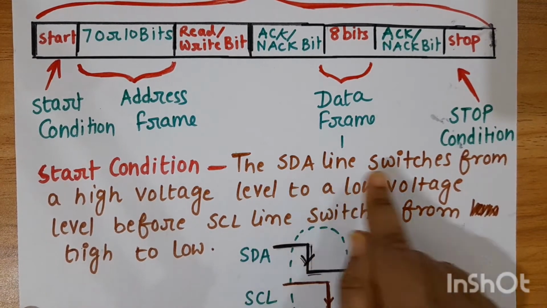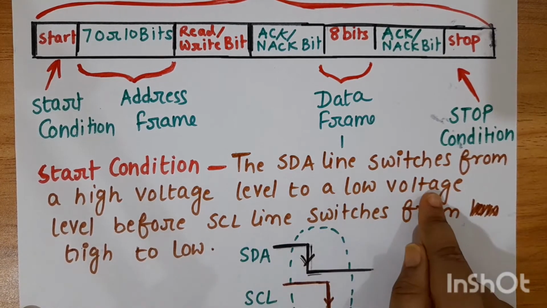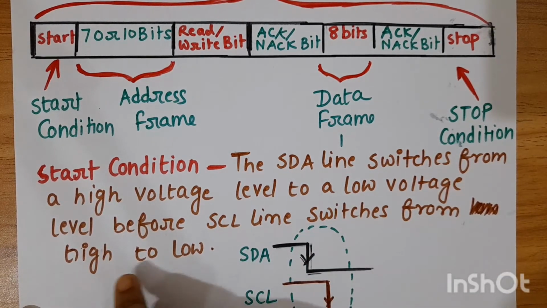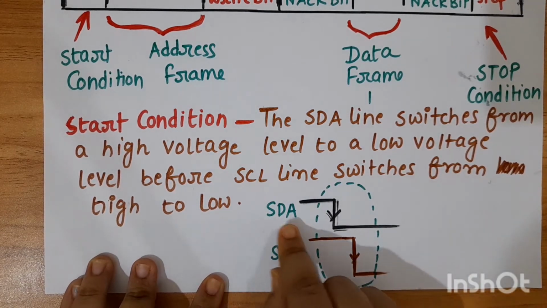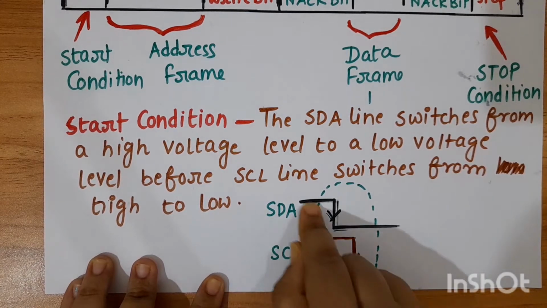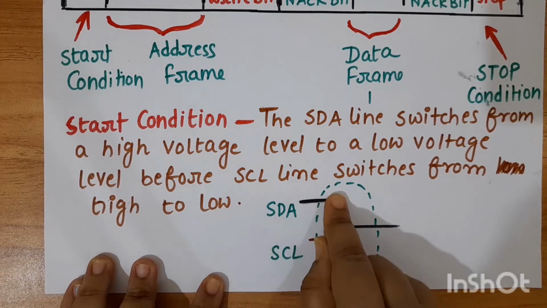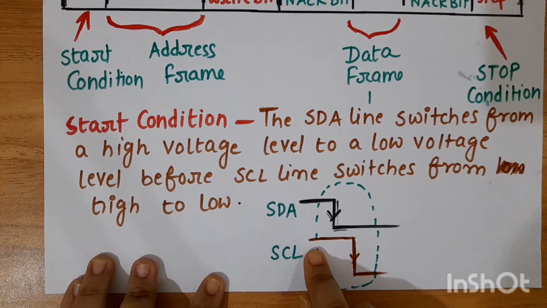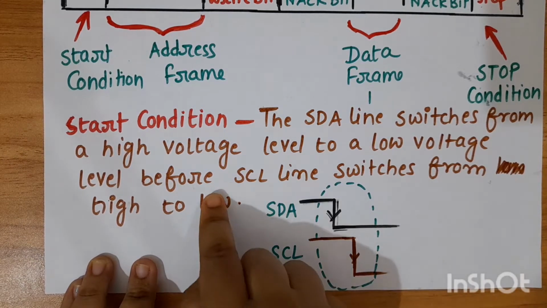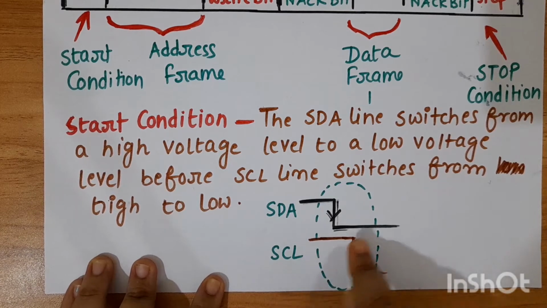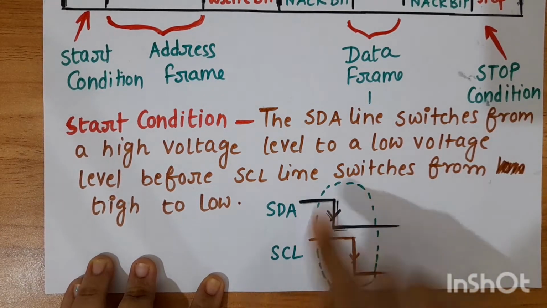The SDA line switches from a high voltage level to a low voltage level before the SCL line switches from high to low. So I2C has 2 bus lines and it is bidirectional in nature. The SDA is bidirectional. In the start condition, when the SDA line goes from 1 to 0, at that time SCL should be high, and it would go to 0 after some time. That means the SDA line switches from high to low before the SCL line makes the transition from high to low. So this is the specific condition for the start.